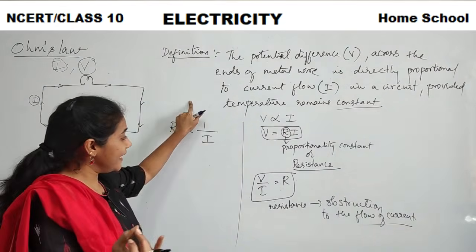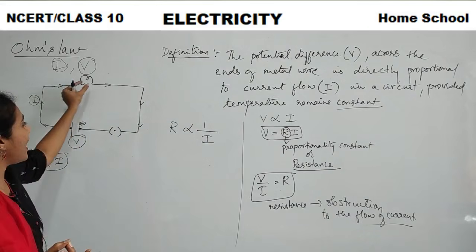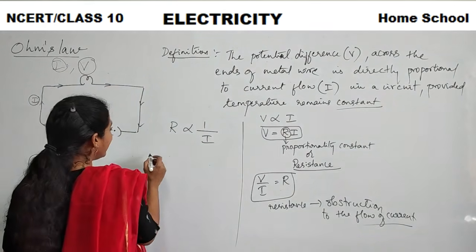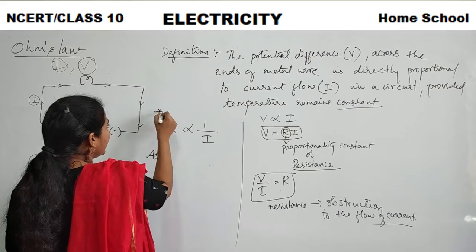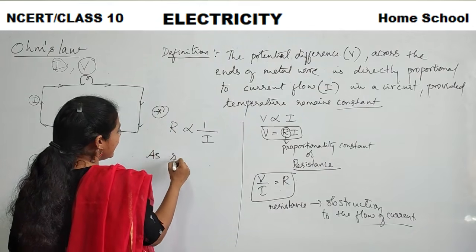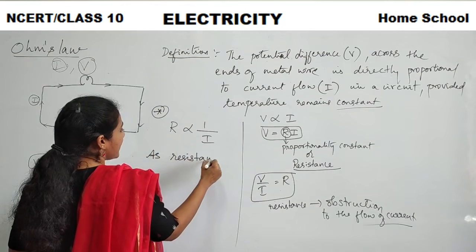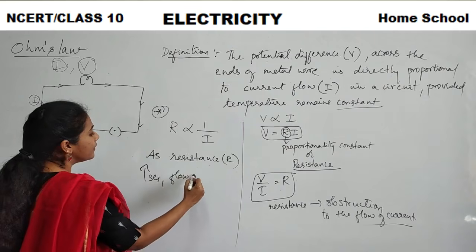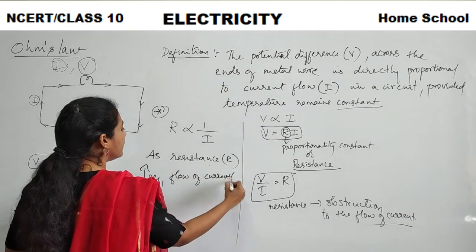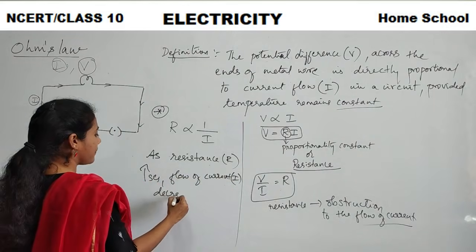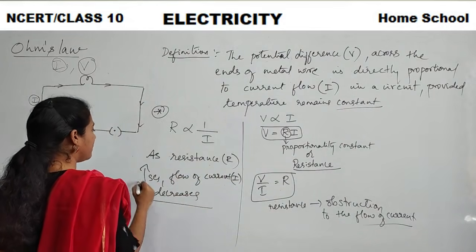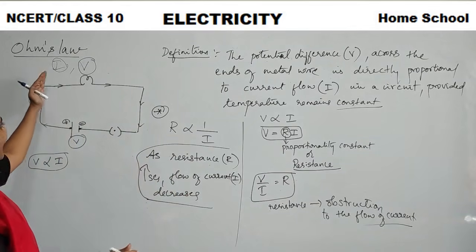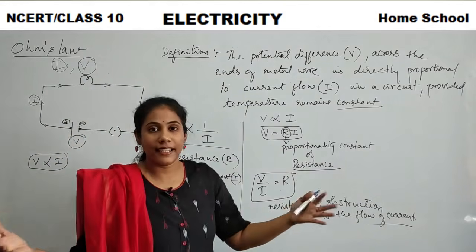But if the resistance increases, what happens? If the disturbances are more in a circuit, the flow of current will be reduced. Yes or no? So what I can write here is, this is very, very important to remember: as resistance R increases, flow of current, that is I, decreases. This is a very, very important thing. If resistance is less, if the disturbances are less, then more current can flow easily, right?